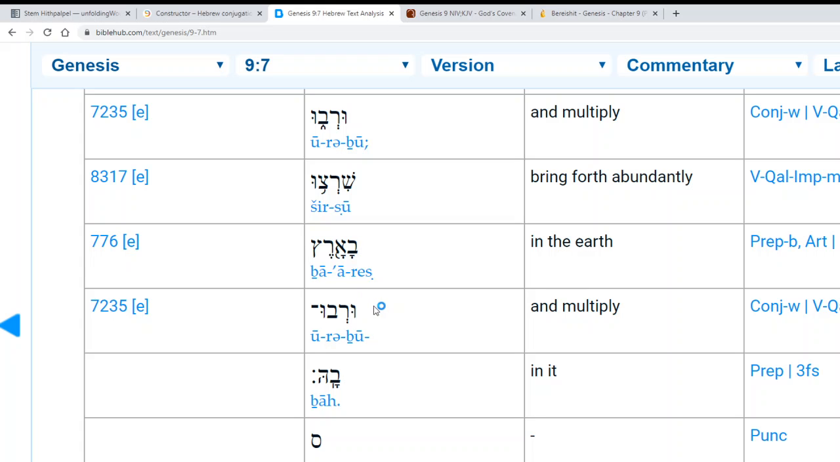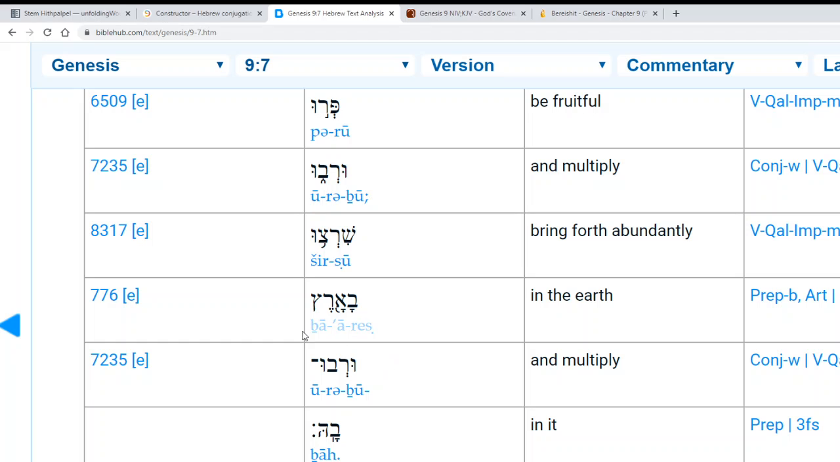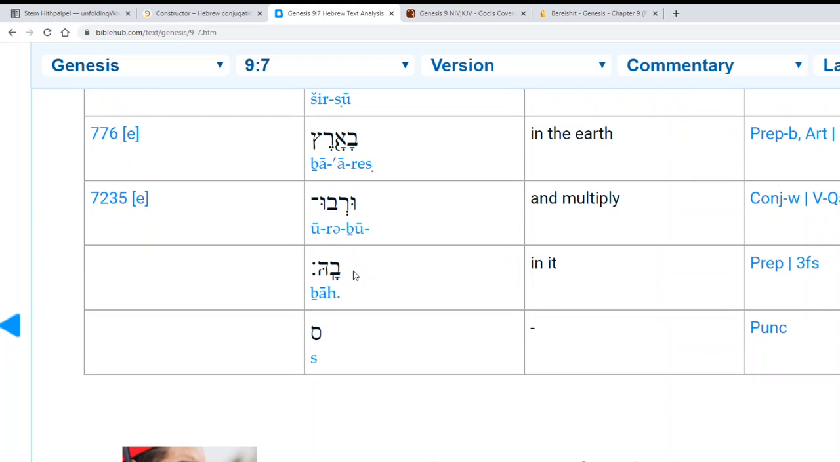Urevu va. Conjunctive vav, and it's repeating the revu, to multiply. Va, prepositional bet, obviously, and the hey is telling you third person feminine singular. It's going off of aretz, land, which is feminine. Va, within it. And that samech is telling you that in the scroll there is a satum, a closed space. We've said this before. An open space in the scroll, sorry, did I say open? I may have said open.